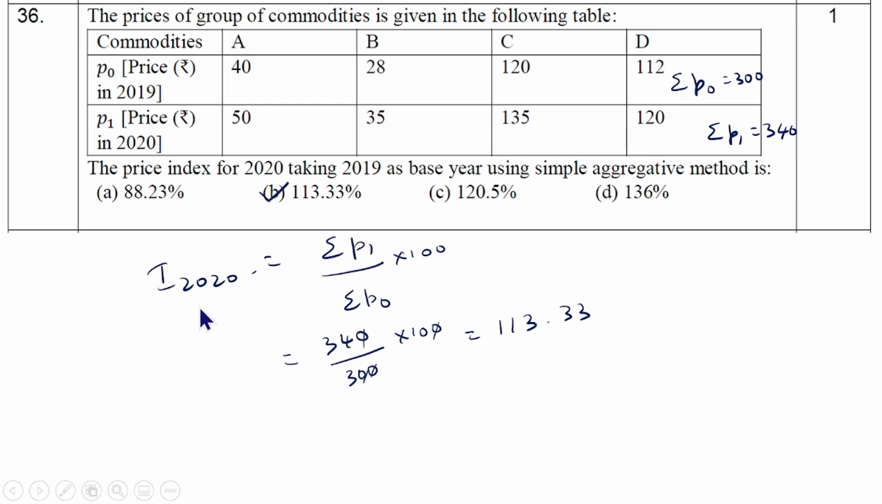So the formula for simple aggregative index is summation P1 upon summation P0 into 100. The sum of the prices in the current year is 340 and in the base year it is 300. So using this formula we get 113.33.